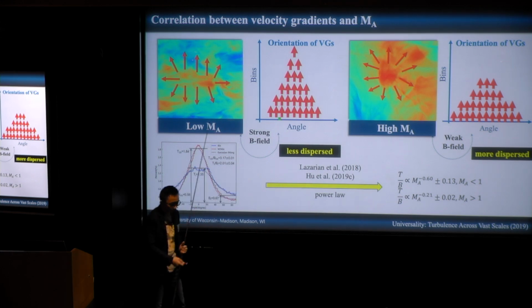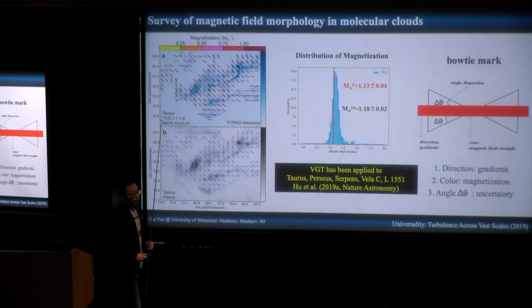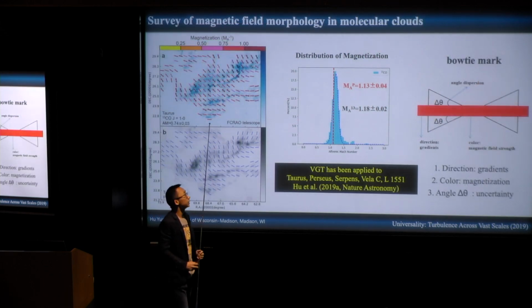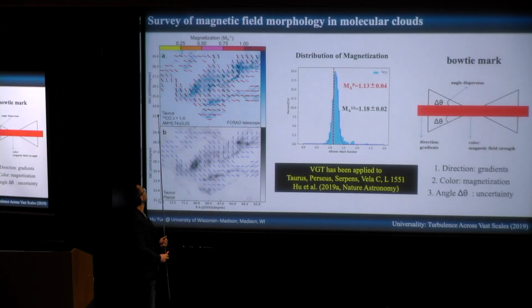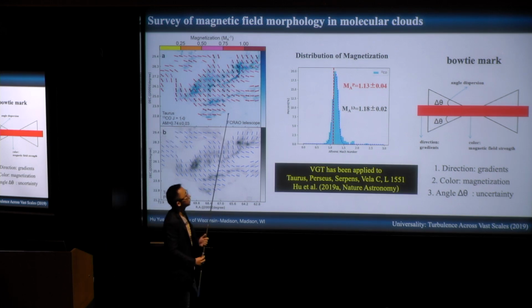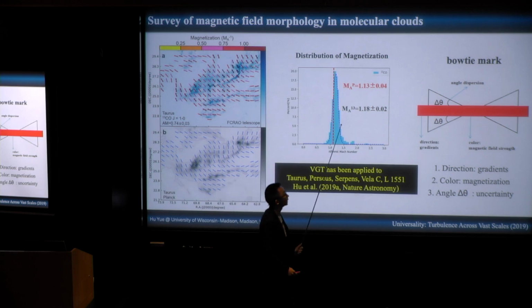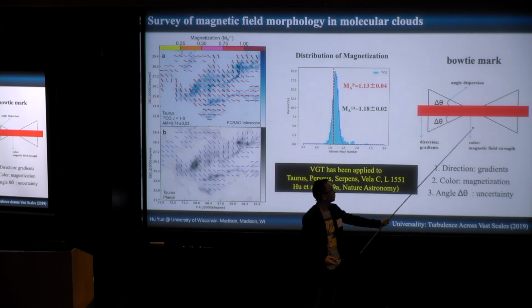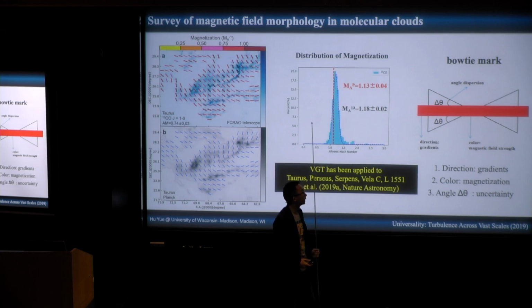We can get the M_A distribution in molecular clouds. Here I show an example from the Taurus molecular cloud traced by 13CO. And we introduce the bow tie mark to represent our result. The direction of the mark means the direction of gradients, and the color means the magnetization level. And we make a comparison with the Planck polarization.